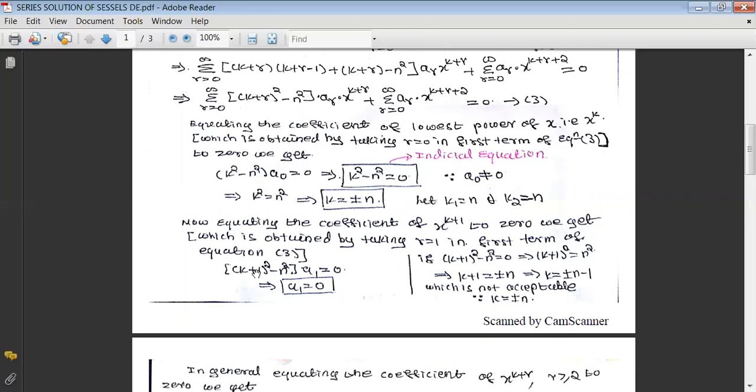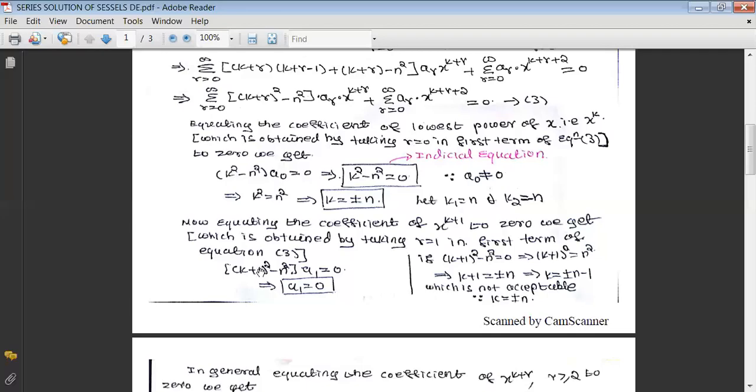Because whenever we find the situation a into b equal to 0, either a equal to 0 or b equal to 0. Now here it's very difficult to decide which one is going to be 0. Either this part is going to be 0 or this part is going to be 0. Now let us see what happens if the first one is going to be 0.